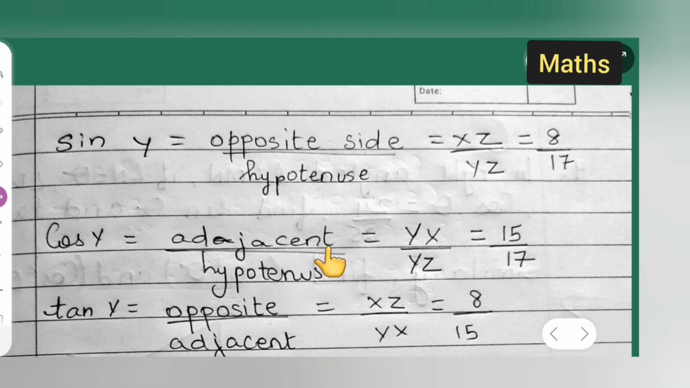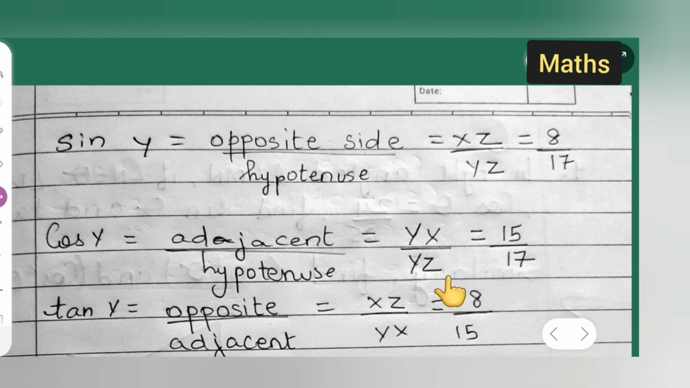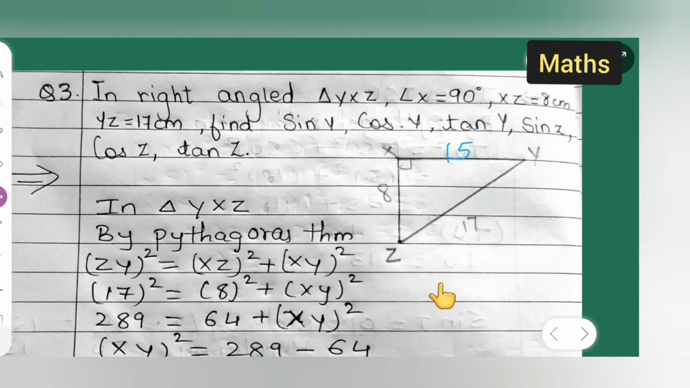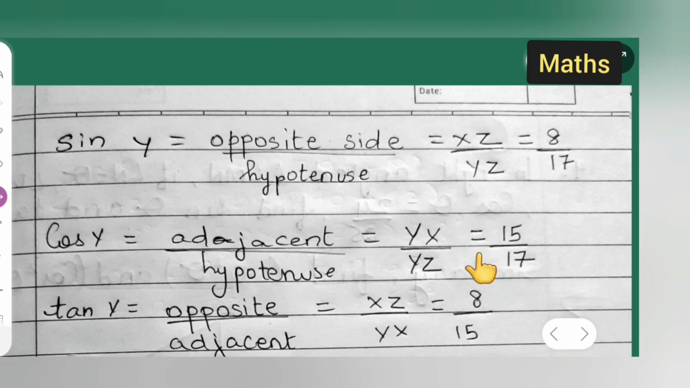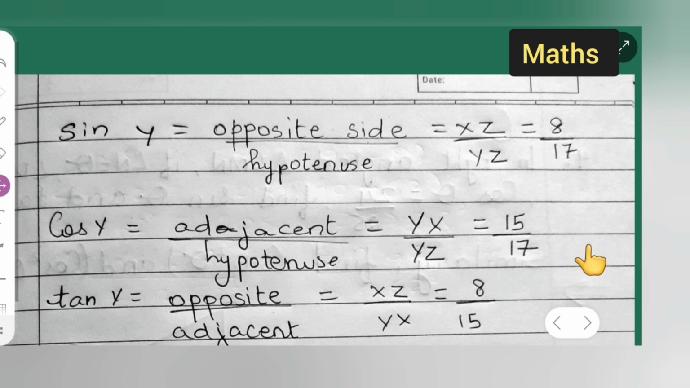Next, let us see cos y. The cos y formula is adjacent side of angle y upon hypotenuse. So the adjacent side of angle y is XY upon hypotenuse YZ. So it is XY upon YZ, which is equal to XY is 15, hypotenuse is 17. So we got 15 upon 17, right?